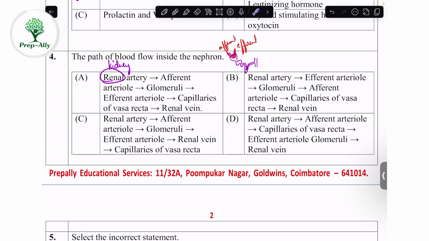We'll see the D option also. Renal artery, afferent arteriole. It has to go to glomeruli, and only after that can it reach the efferent arteriole. So this order is wrong here. So the correct option will be A. That is the correct path: renal artery, afferent arteriole, glomeruli, efferent arteriole, capillaries of vasa recta, renal vein.